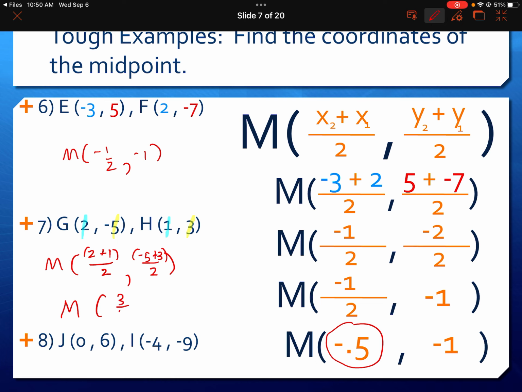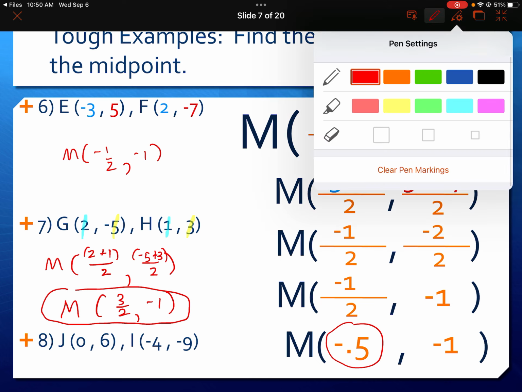2 plus 1 is 3. If you want to divide that by 2, you can just leave it as a fraction. -5 plus 3 is -2, and -2 divided by 2 is -1. The midpoint for this number 7 would be at 3/2 and -1.